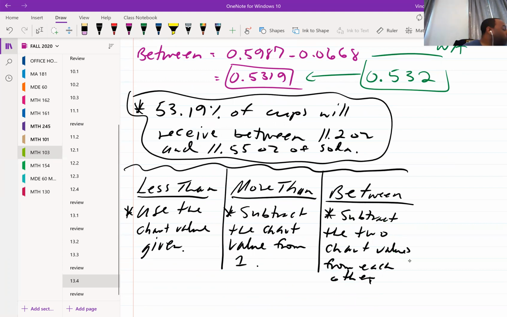So you calculate your z-score, go to the z-score chart, and you're going to get a chart value. There are going to be one of three key phrases that they use. If they ask you about less than, you use the chart value. If they ask you about more than or greater than, then you subtract that chart value from 1. Then if they ask you about between, amount of information, amount of data, percentage of data that's between, you subtract the two chart values from each other.